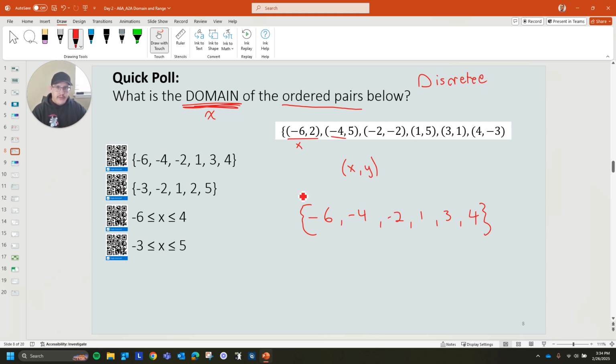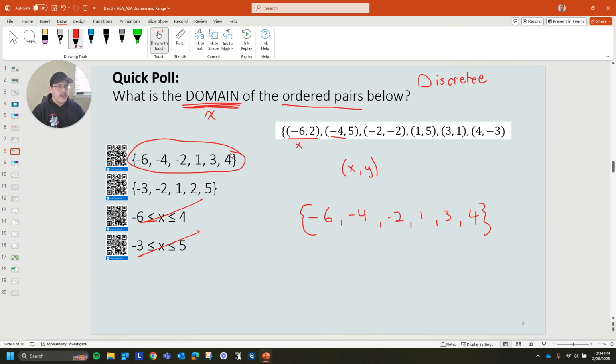Now that's important because, like we did with the previous problems, discrete means we're not going to be listing these as inequalities. So those 2 answers are gone. Instead, we're going to look at a list of numbers. And like I said, we're looking at the X values because we're looking for domain. So that means our X values, our domain, will be from the first answer right here.